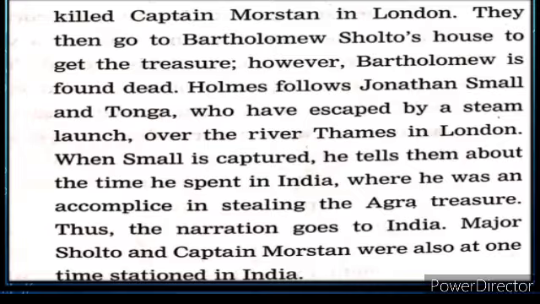Holmes follows Jonathan Small and Tonga, who have escaped by a steam launch over the river Thames in London. When Small is captured, he tells them about the time he spent in India, where he was an accomplice in stealing the Agra treasure. Thus, the narration goes to India.